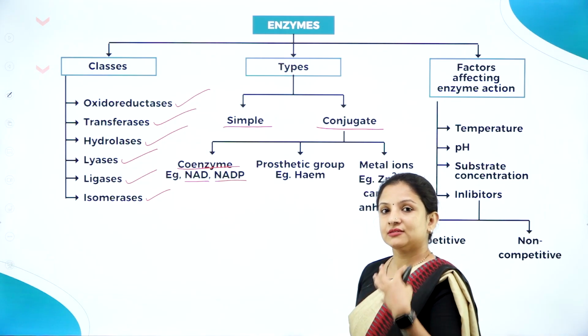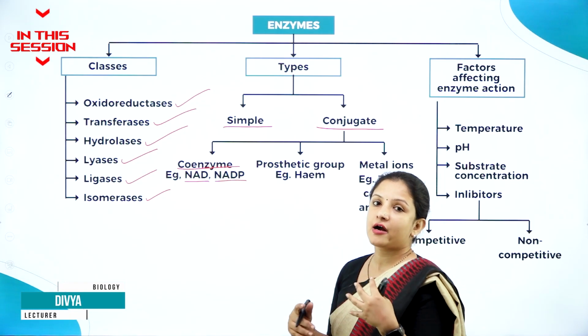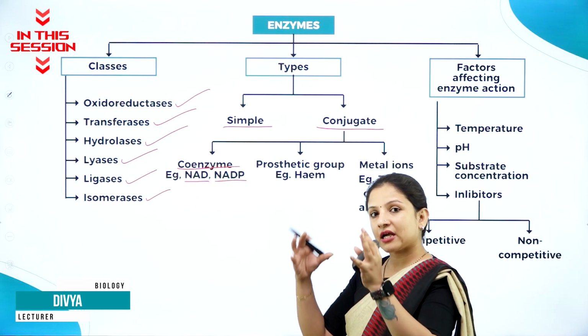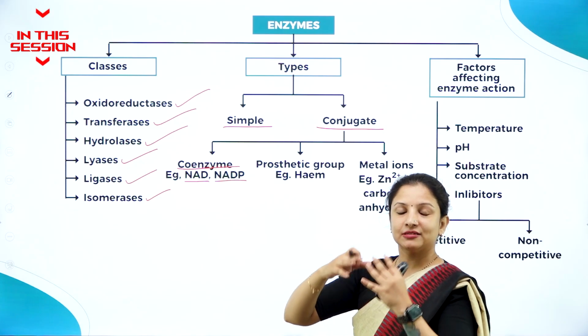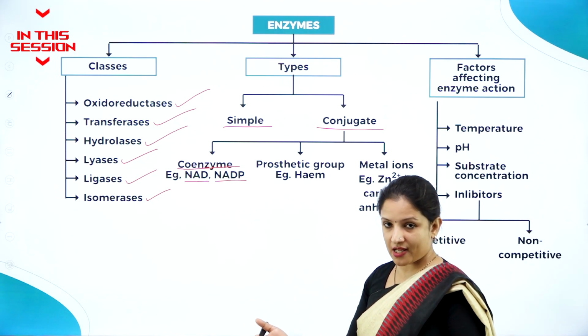So coenzyme means there are some enzymes which cannot function on their own. At that time a coenzyme needs to be added, which will go and bind with the enzyme and help in increasing the speed of the reaction.